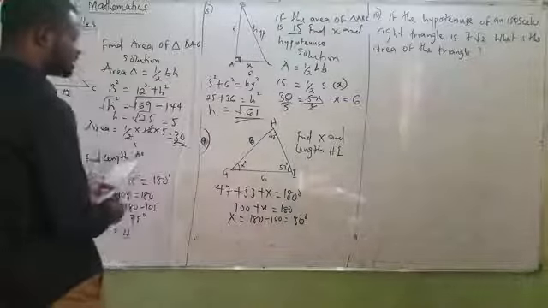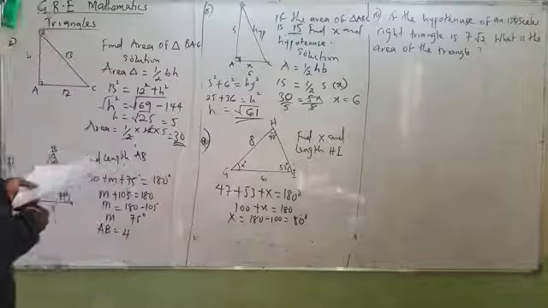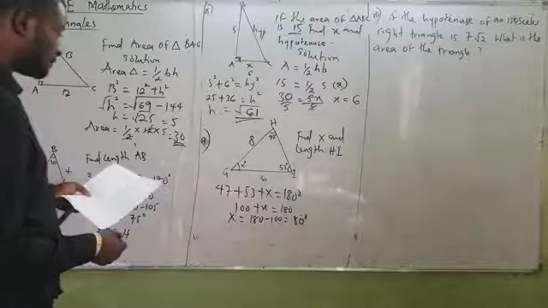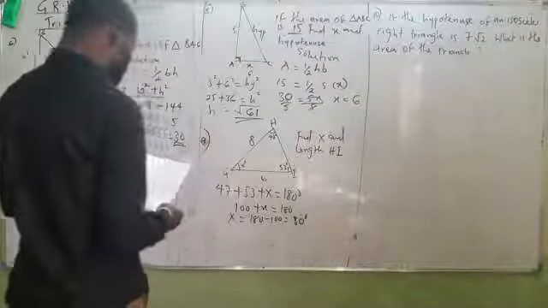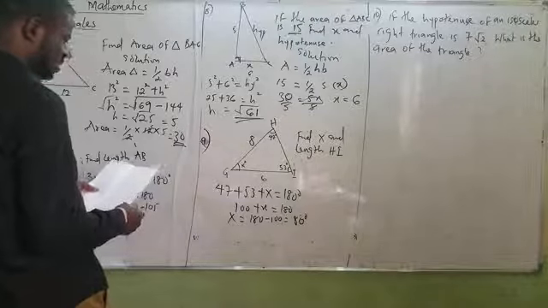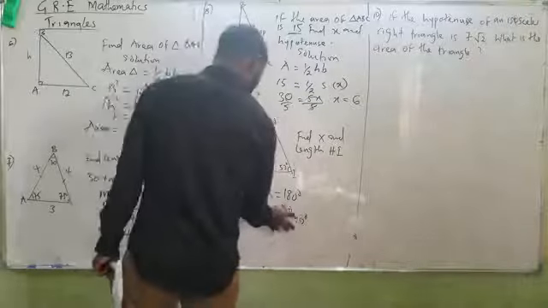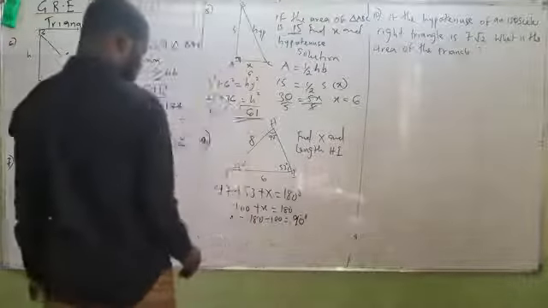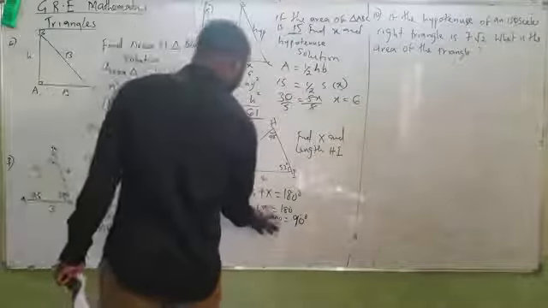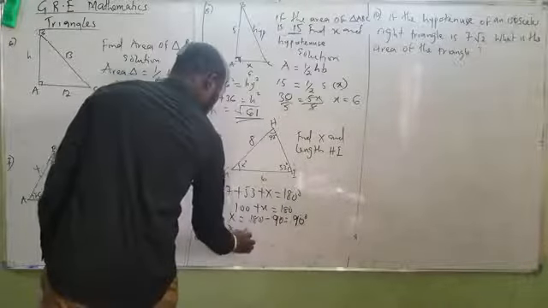Now, since I know my x is 80 degrees, what can I do to generate the length of the other one? Is it 80 or 90? Oh, now I'm making a mistake. S should be 90, sorry, S is 90, because this plus this will be 90. I made a mistake, sorry about that. My S equals 90 degrees.